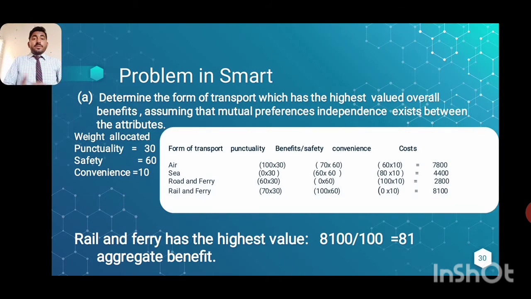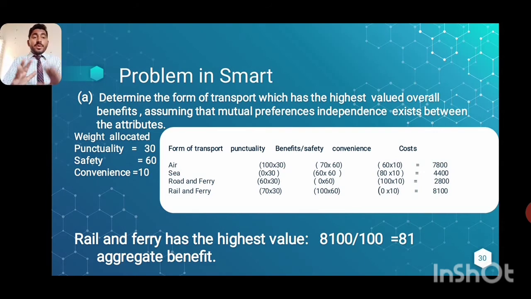Part A: determine the form of transport which has the highest value overall. The weights allocated are punctuality 30, safety 60, convenience 10. For air, sea, road and ferry, and rail and ferry: in punctuality, 100 multiplied by 30, 0 multiplied by 30, 60 multiplied by 30, 70 multiplied by 30. In safety, 70 multiplied by 60, 60 multiplied by 60, 0 multiplied by 60, 100 multiplied by 60. In convenience, 60 multiplied by 10, 80 multiplied by 10, 100 multiplied by 10, 0 multiplied by 10.